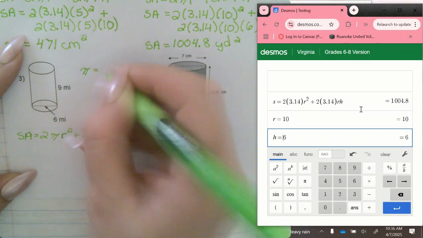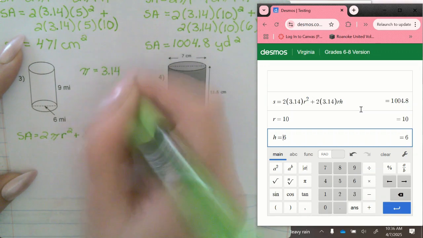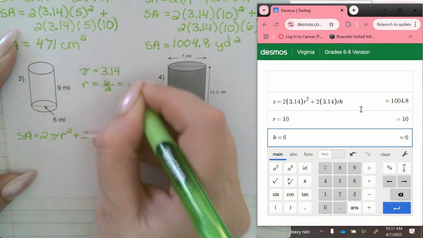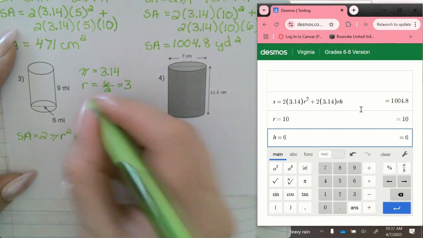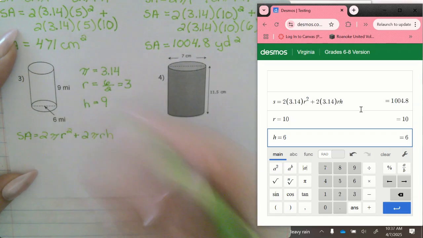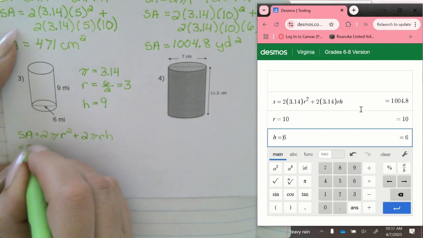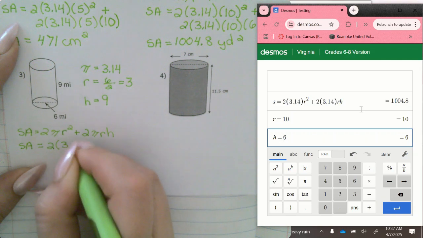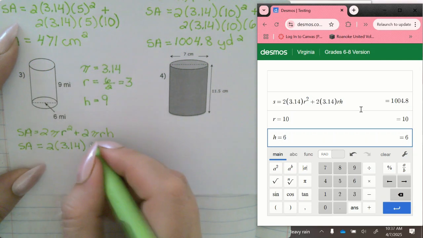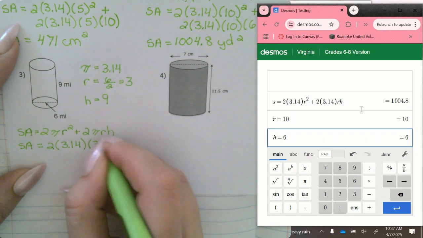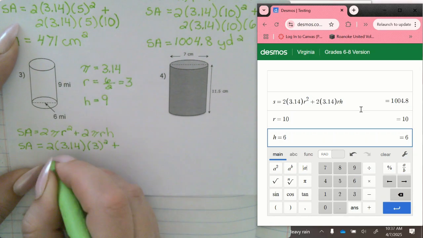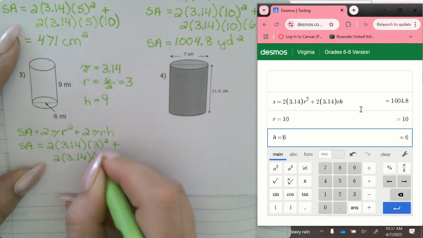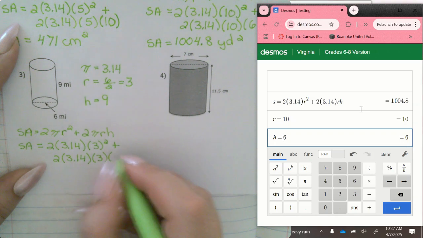So pi, we're using 3.14. So what is my radius? It's 3, because I take the diameter of 6, I cut it in half, and that gives me my radius of 3. And then my height is 9. So I will substitute those values in the second step. 2 times 3.14 times a radius of 3, that gets squared, plus 2 times 3.14 times a radius of 3 times a height of 9.